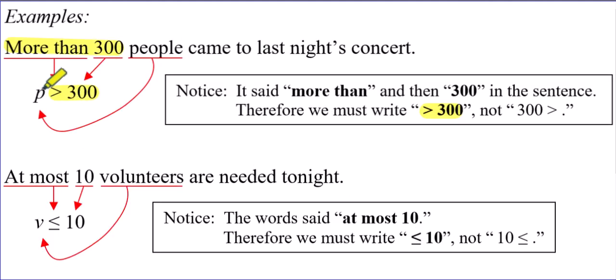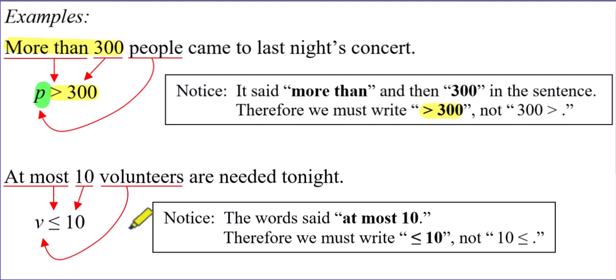So, how did I know to pick P? Because this problem was talking about the people that came to last night's concert. Now, I know that was mentioned a little bit later, after it said more than 300, but that's the logical choice for the variable to go on the left-hand side of the inequality symbol.